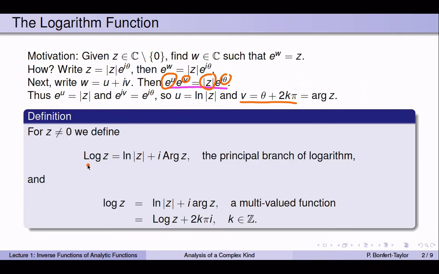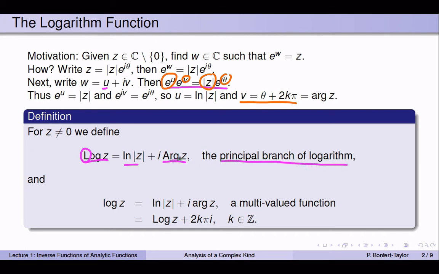We therefore can define the following. We define the logarithm of z with an uppercase L to be the natural log of the absolute value of z plus i times uppercase argument of z. And that's defined to be the principal branch of the logarithm.